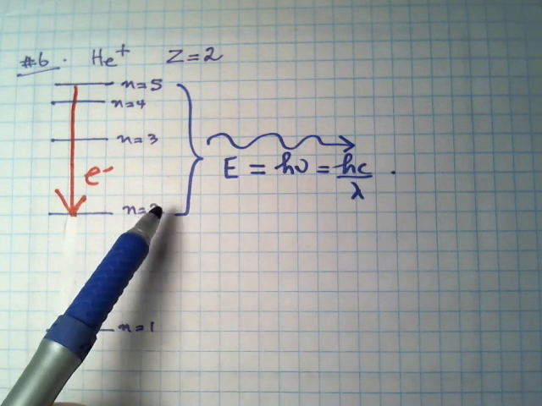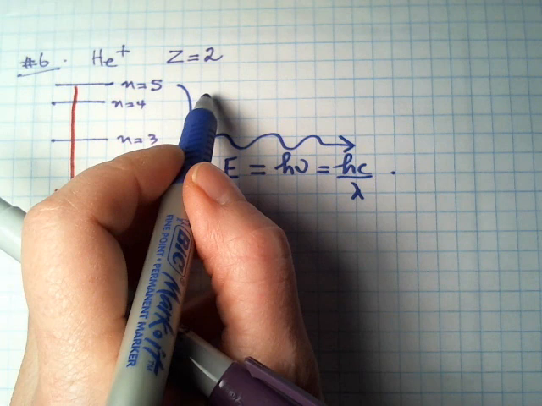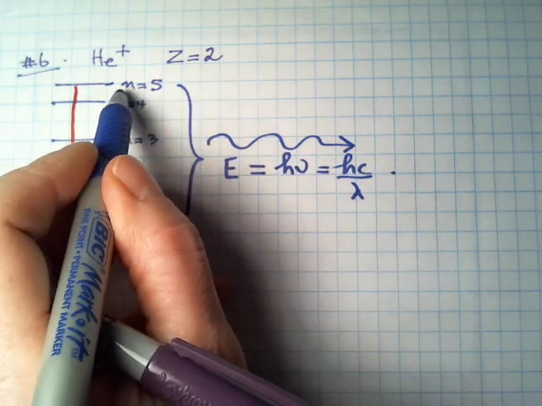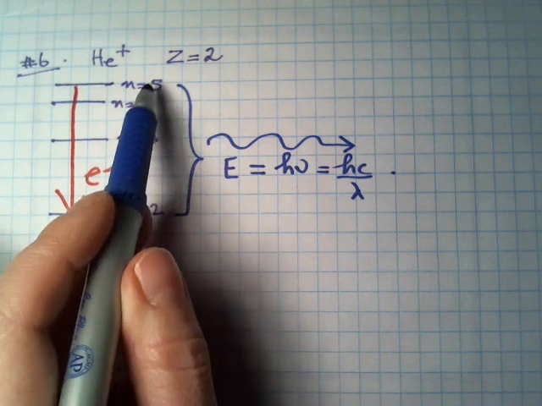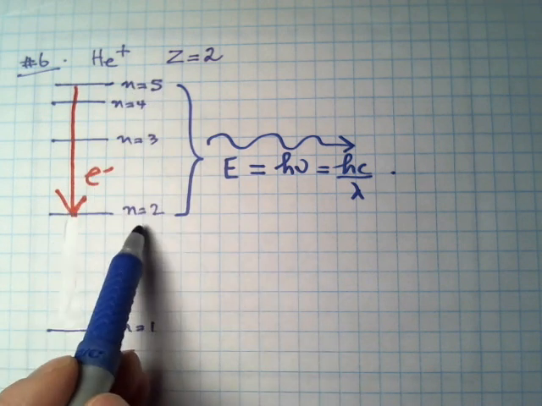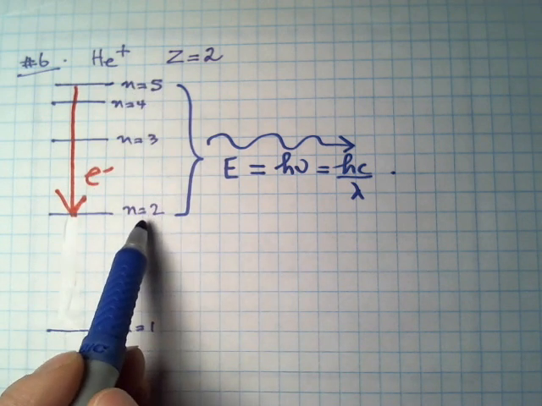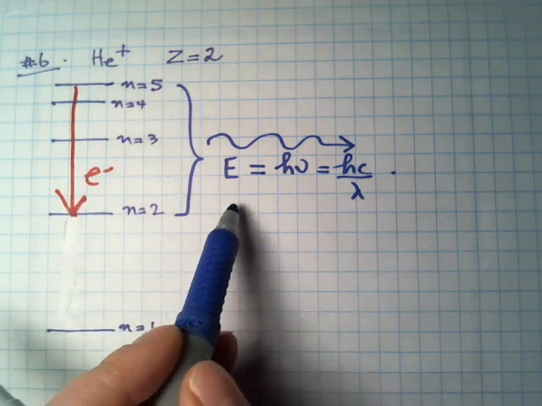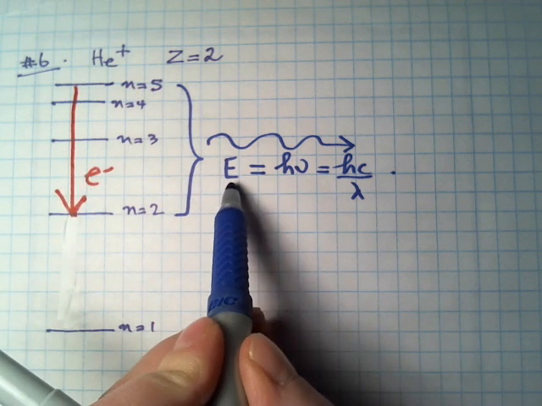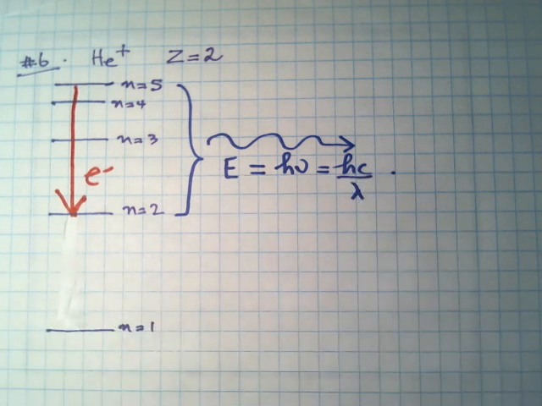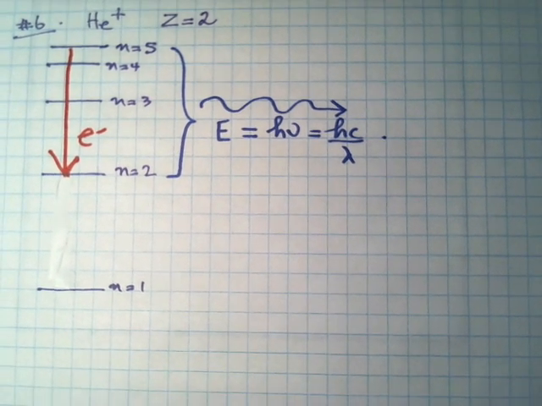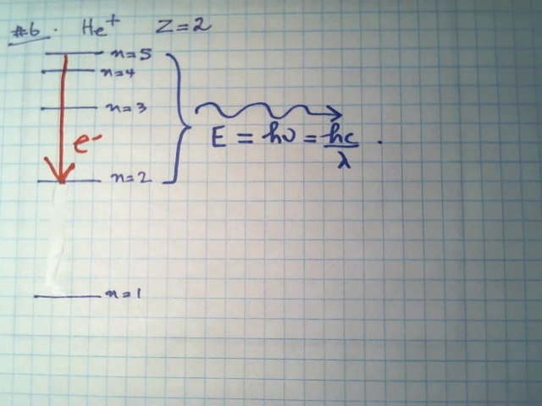So what I need to do is calculate the energy of the fifth level and calculate the difference between the energy of the fifth level and the second. That energy difference is actually equal to this E. And then once I have that, I can convert it to either a frequency or a wavelength as I'm required. So that's the principle of the solution we're going to work out.